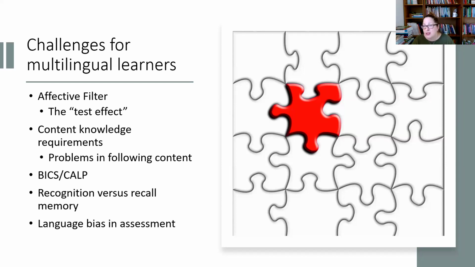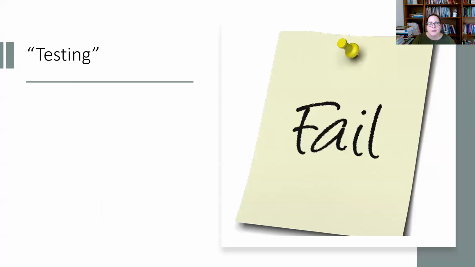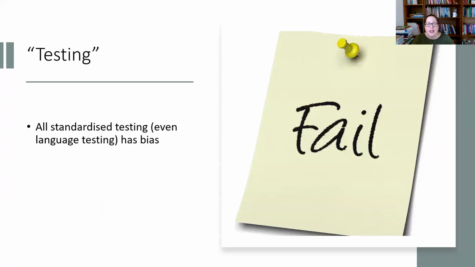And we also know that there's an inherent bias in assessment around language. In all of our kinds of assessment, we have to think carefully about the issue of language bias. So when we think about testing, all standardized testing, even standardized language testing, has bias. And that bias can be cultural. So it might be showing the students pictures of things and asking them to describe it, and they don't know what's happening because there's a cultural knowledge that's implicit in that picture.